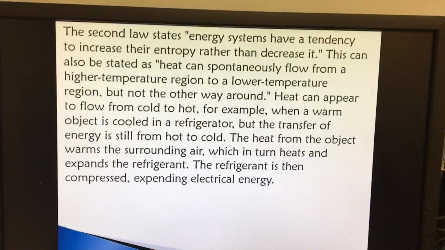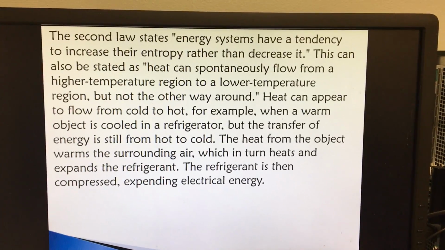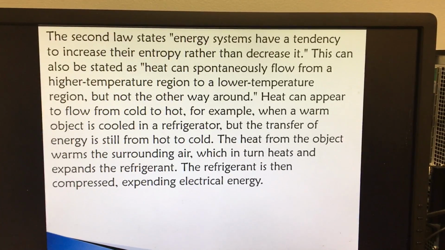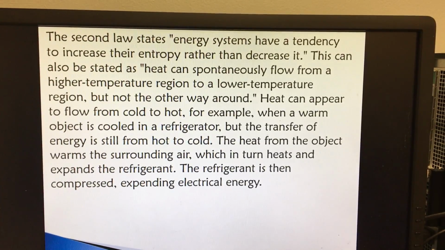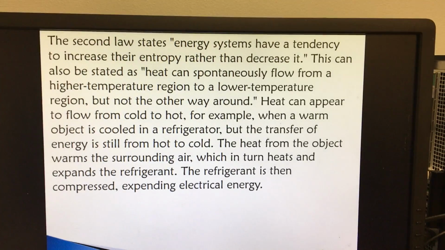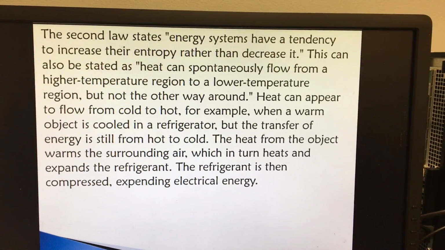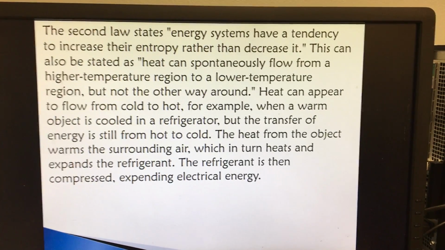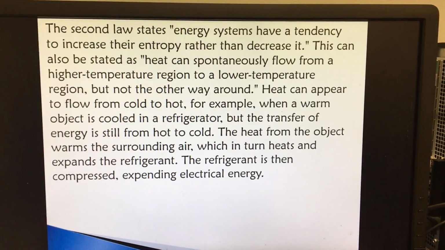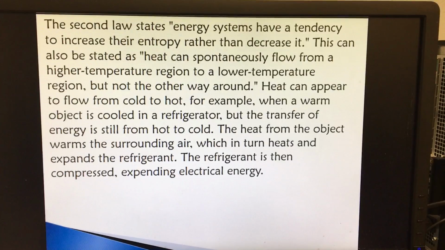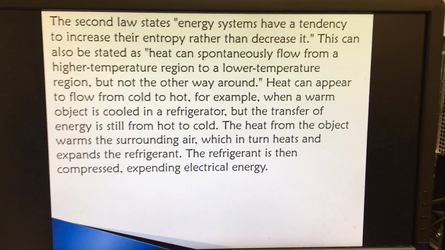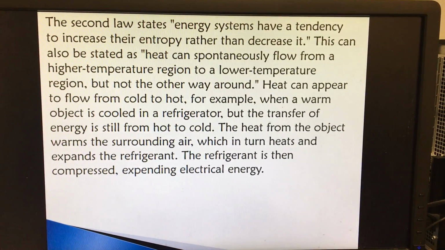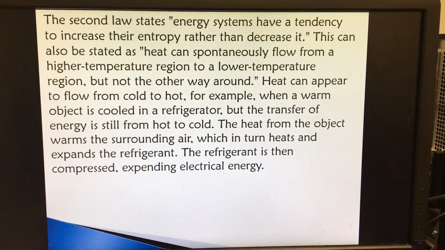The second law states energy systems have a tendency to increase their entropy rather than decrease it. This can also be stated as heat can spontaneously flow from a higher temperature region to a lower temperature region, but not the other way around. Heat can appear to flow from cold to hot.